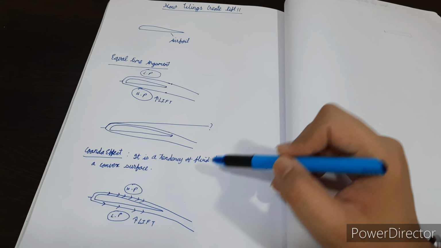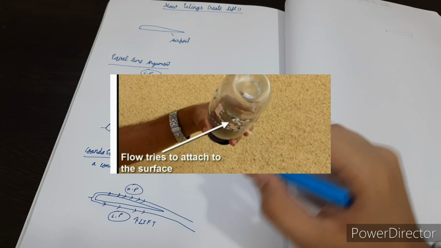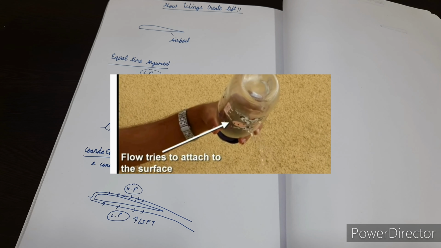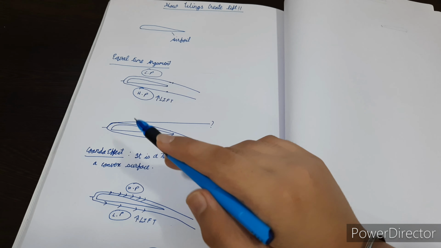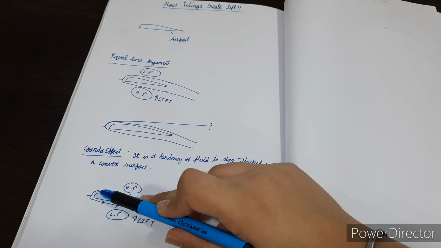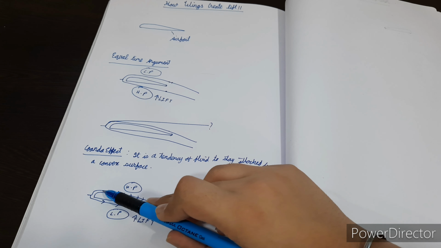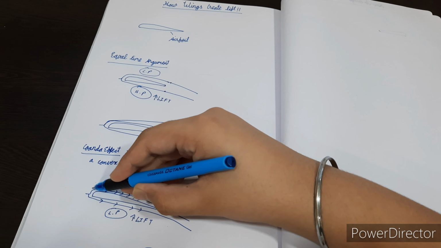There is a simple experiment to show the Coanda effect. In this video, as you can see, the water sticks to the bottle. Similarly, the air takes the curvature of the airfoil. So when first the air hits the airfoil, it slows down to take the curvature of the airfoil and thus creates a region of small high pressure.